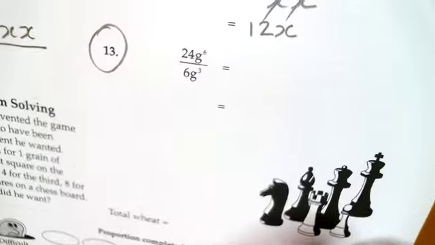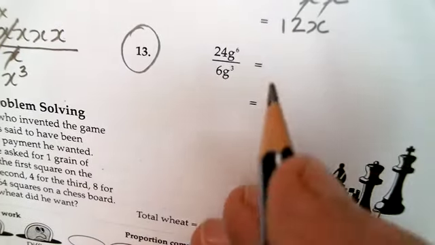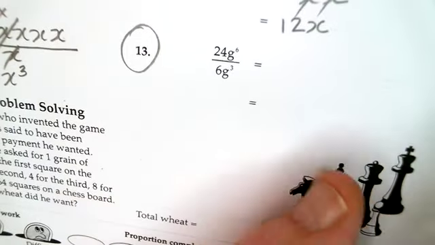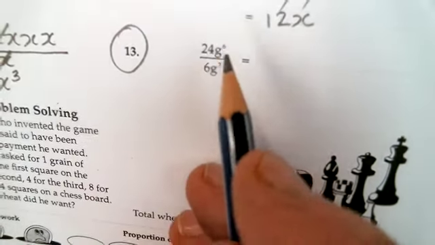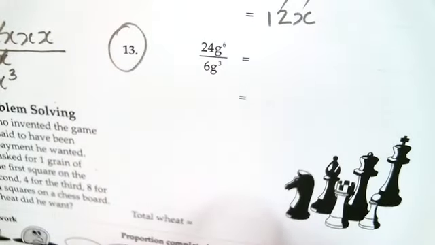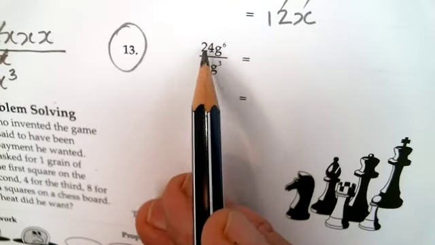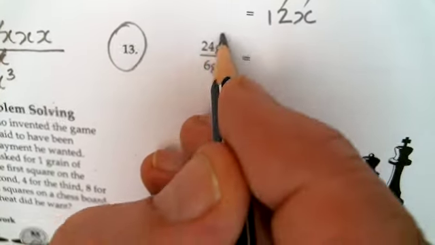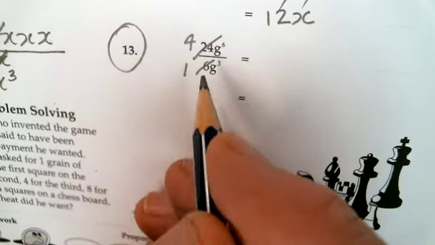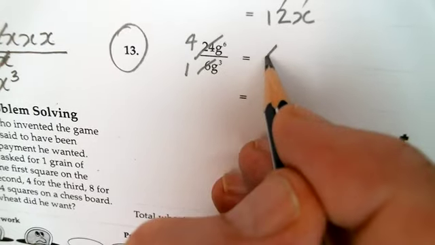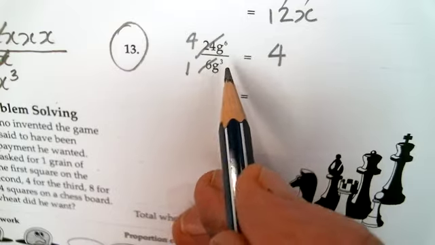All right, 13. Here we go. I've got 24g to the 6, divided by 6g to the 3. So again, I could do it in either of the ways I did before. But I'm noticing I've got two numbers here. I'm going to divide one into the other first. If I divide this by 6, 24 divided by 6 is going to be 4. And 6 divided by 6 is 1. Well, 4 divided by 1 is just 4. So I'm just going to write my 4. Now I've got g to the 6 divided by g to the 3.